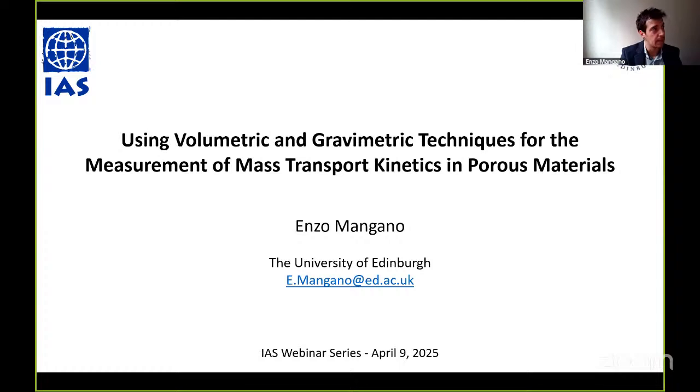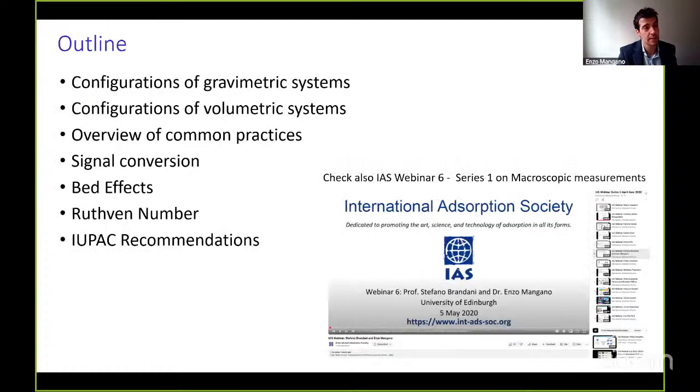The outline of my presentation will go through a number of items. We'll go through the configuration of gravimetric and volumetric systems, an overview of the common practices found in recent literature work. We'll talk about signal conversion, bed effects, the Ruthven number, and finally, we will conclude with IUPAC recommendations.